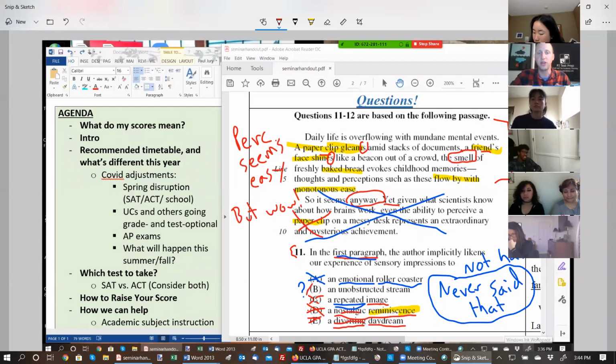Well, but I still don't like this one. It doesn't matter. It's not wrong, and that means it's right. If you look more carefully, stream is supported by things like flow by with monotonous ease, overflowing, like what a stream does. Well, but what about unobstructed? Well, what does that mean? No obstructions. Okay, where are the obstructions? Well, I guess they didn't say there were any obstructions. Oh, so it's unobstructed and it's a stream.